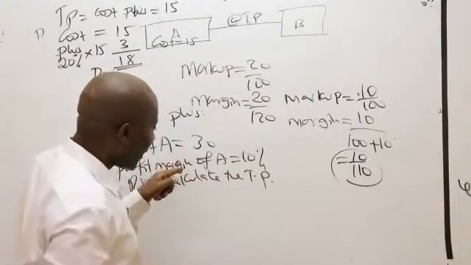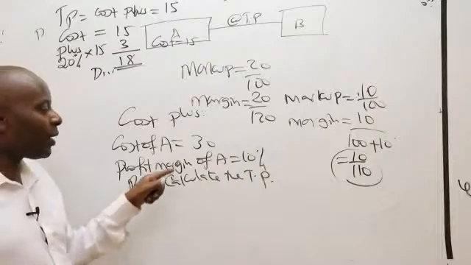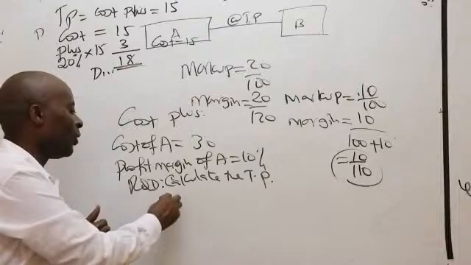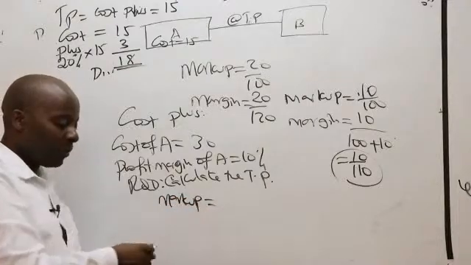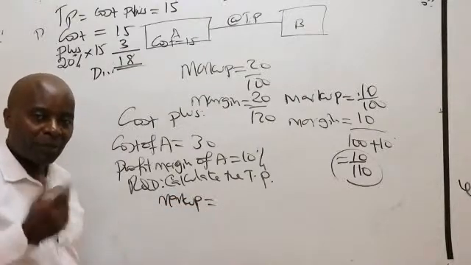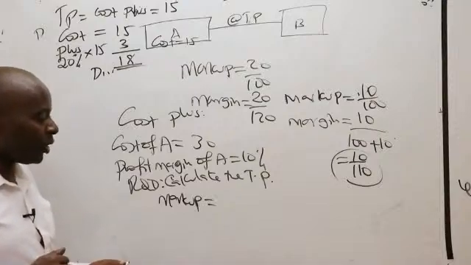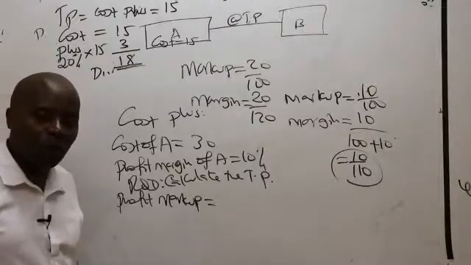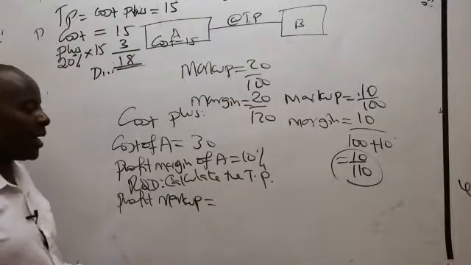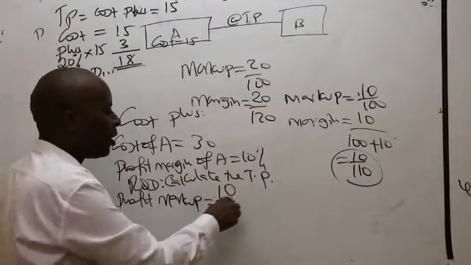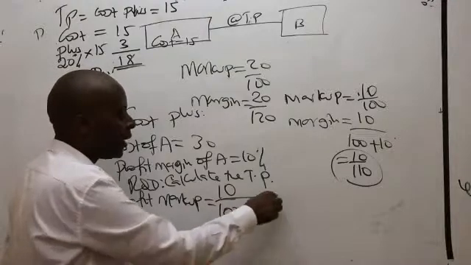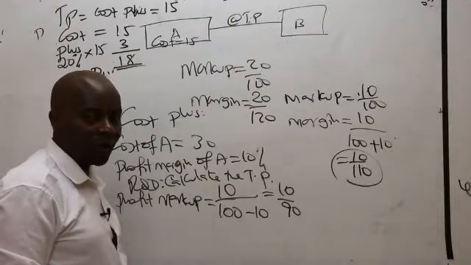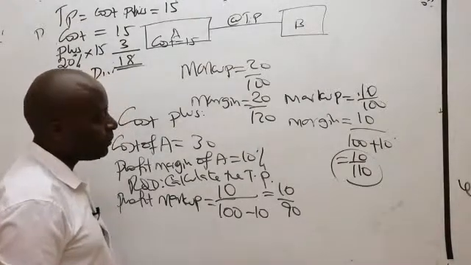But now you see this examiner has given us margin. And this time around, we want to work backwards to markup. So what do you think will be the markup value in this question? Markup has a smaller denominator. In markup, we subtract. So the profit markup will be 10 over 100 minus 10, which is the same as 10 over 90, which will be the same as 1 over 9.